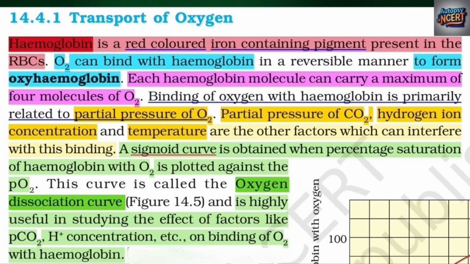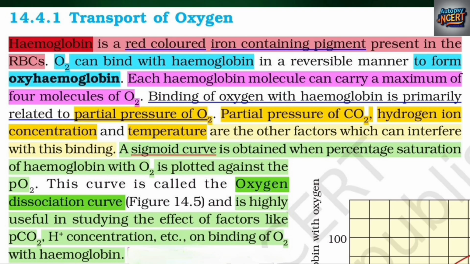14.4.1 Transport of oxygen. Hemoglobin is a red-colored iron-containing pigment present in the RBCs. O2 combines with hemoglobin in a reversible manner to form oxyhemoglobin. Each hemoglobin molecule can carry a maximum of 4 molecules of O2. Binding of oxygen with hemoglobin is primarily related to partial pressure of O2. Partial pressure of CO2, hydrogen ion concentration and temperature are the other factors which can interfere with this binding.